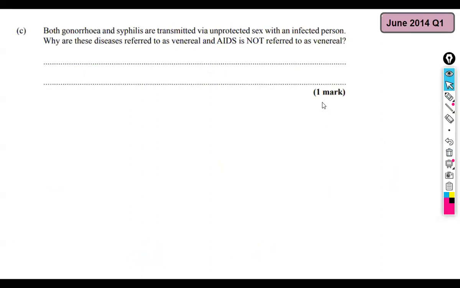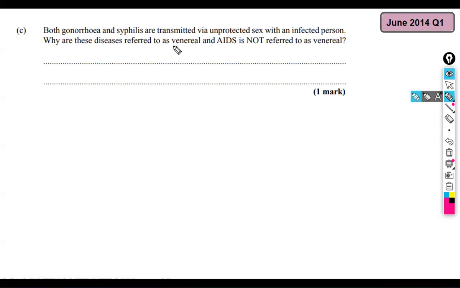Right, so part C. Both gonorrhea and syphilis can be transmitted by unprotected sex. Well, gonorrhea and syphilis are both what? STDs, which can infect a person. Why are these diseases referred to as venereal? And AIDS is not considered to be venereal. Without Googling it, let me see what you all can come up with.